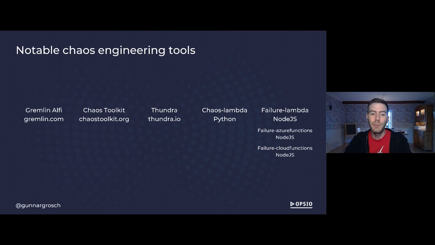There are some tools that can help you to do chaos experiments for serverless. Our host tonight, Gremlin, has their application layer fault injection, still a bit limited, but I do believe there is more support coming. We have the open source Chaos Toolkit, which has support for different serverless services. The observability tool Tundra has built-in support for failure injection into the serverless application that you are monitoring. Adrian Hornsby of AWS built a Python library called Chaos Lambda that allows you to inject failure into your Python Lambda functions. And then we have the Node.js libraries that I've built for Lambda, Azure Functions, and for Cloud Functions.